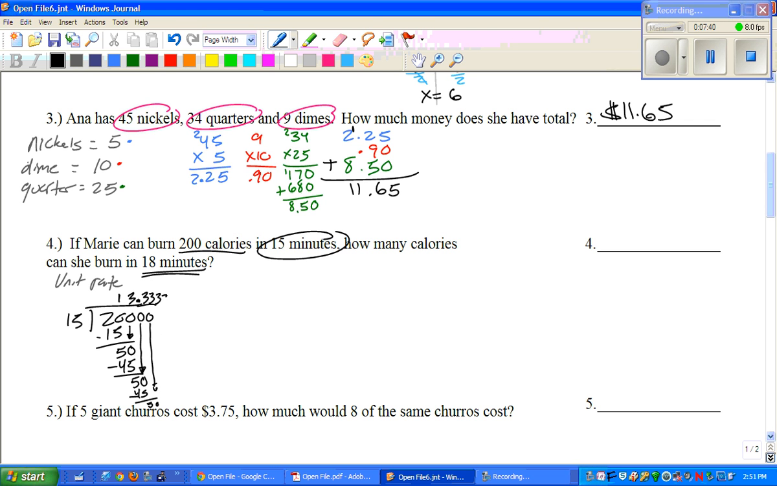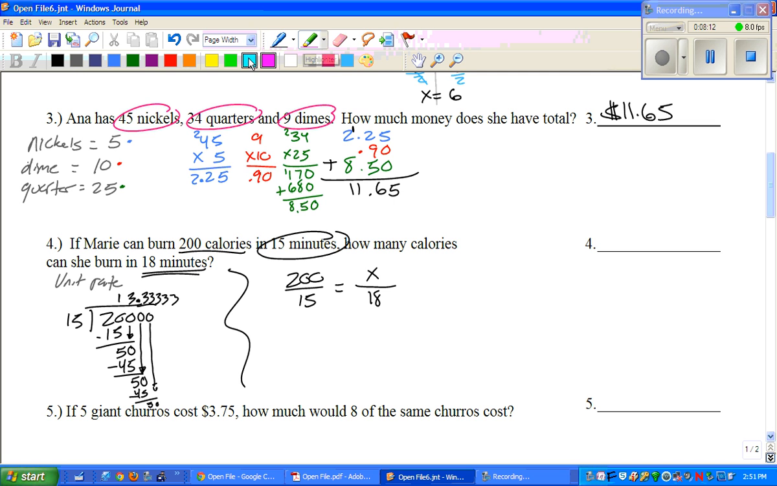Okay, 3, 3, 3, 3. Well, Mr. Grice, that's hard to multiply. Okay, well, is there another way to do this? Yes, there is. We've also talked about setting up proportions. Okay, we know 200 over 15, that's going to equal, well, we don't know how many calories she burned, but we do know how long she burned them for. So we can cross multiply and divide and figure it out.